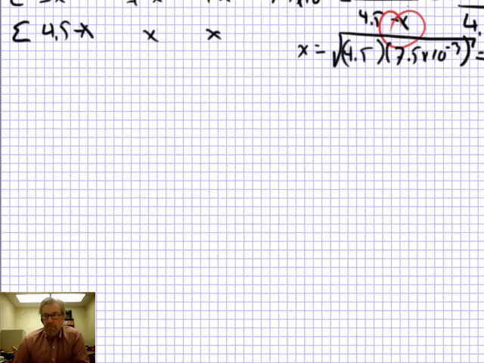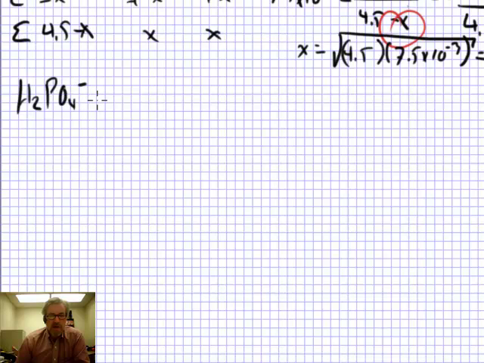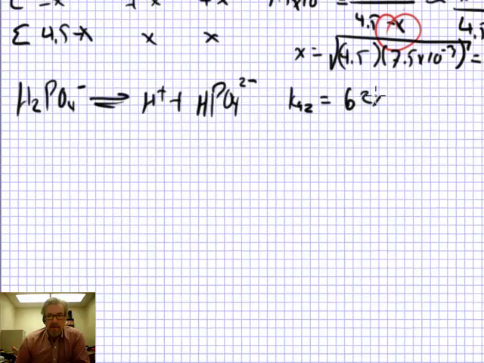Now let's look at the second dissociation now that we know that stuff. So we begin our second dissociation here with H2PO4 1 minus. And that's going to break down into H pluses and HPO4 2 minus. And Ka for the second step here is 6.2 times 10 to the minus 8th.